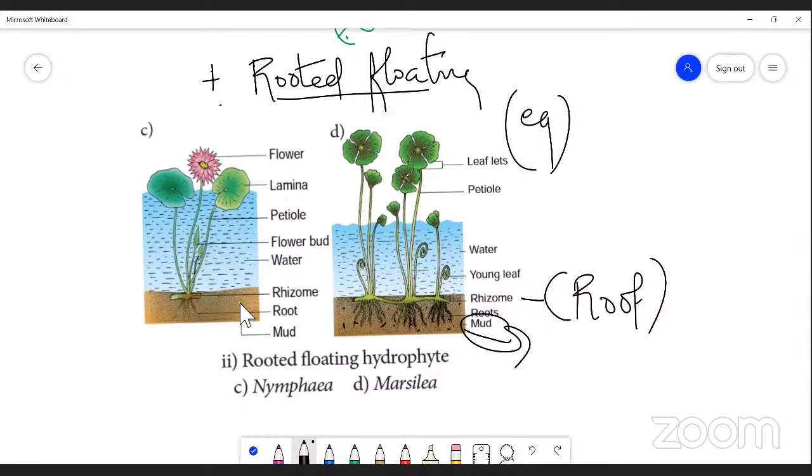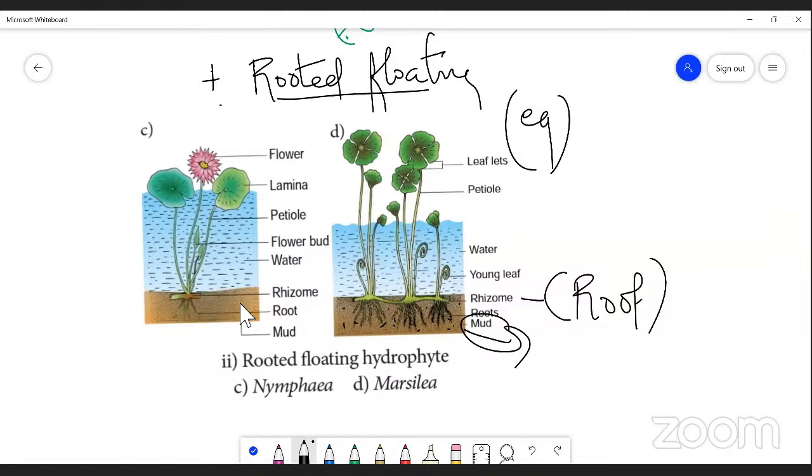Dear students, could you mention an example for rooted floating? One of you please answer. Nymphaea and Marsilea. Boys, one of you. Nymphaea and Marsilea, what are they? Exactly, they are rooted floating hydrophytes. What do you mean by rooted? Could you tell me? Please tell us in a few words.